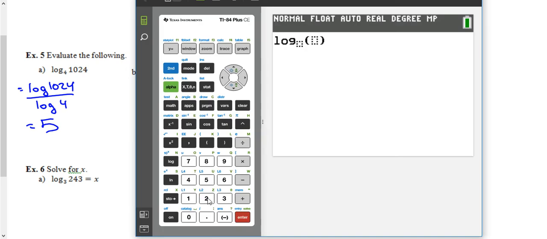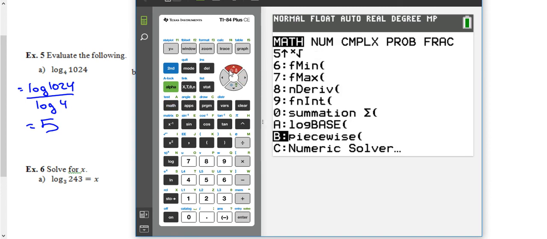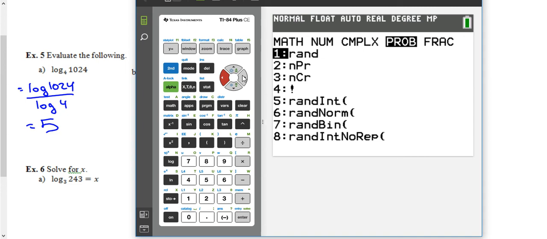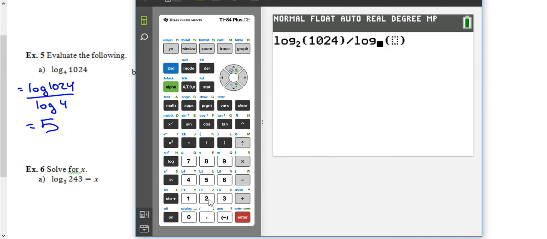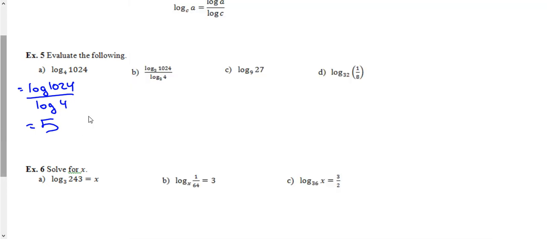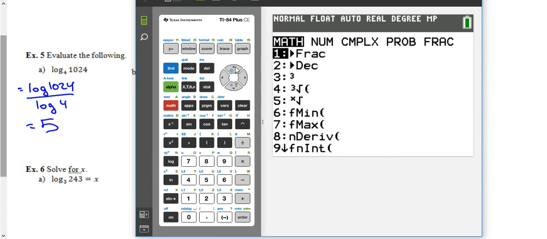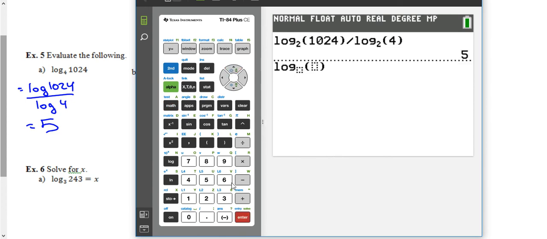So here I'm going to go log base 2 of 1024, divided by log base 2 of 4. And our answer is just 5 again. Over here in example C, again, all of this is going to be on my graphing calculator, just to get familiar with it.